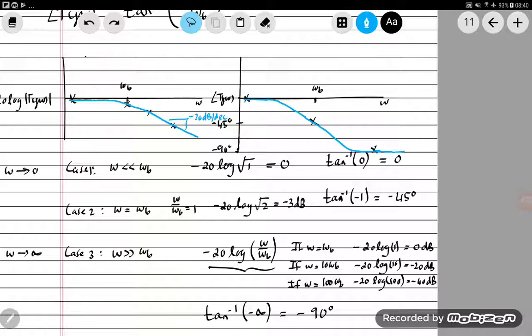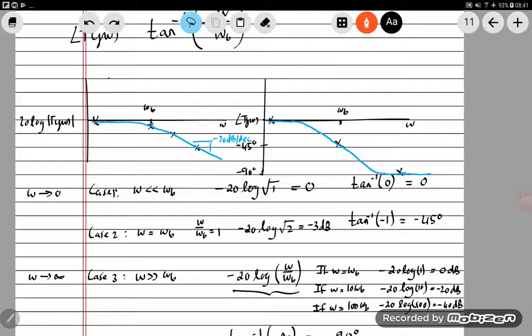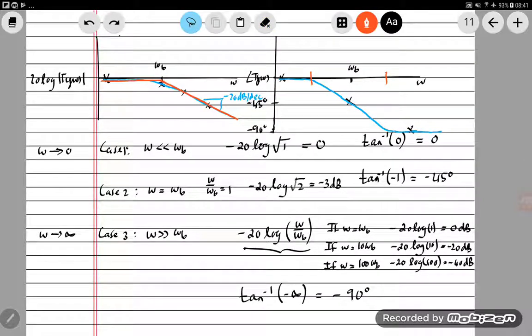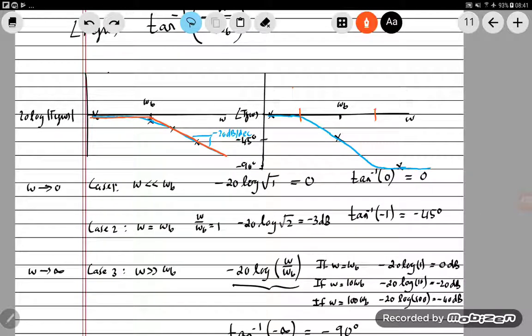Okay, so the straight line approximation of this, for the magnitude plot, we can draw a straight line up to omega b, and then from omega b there will be a drop off of negative 20 dB per decade. But the phase plot is a little bit more tricky. We have to estimate the points where the phase plot breaks away from the 0 degree line. And to do that, we can just find the points at a tenth of the break frequency, and 10 times the break frequency.